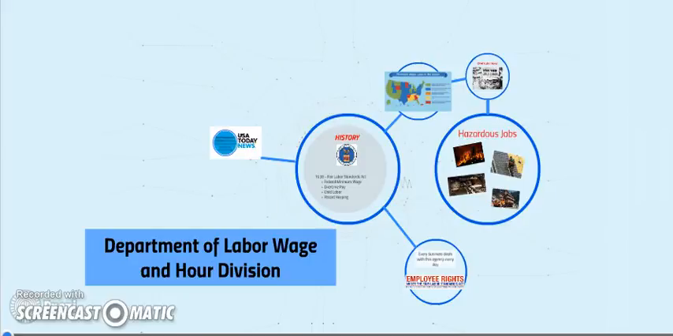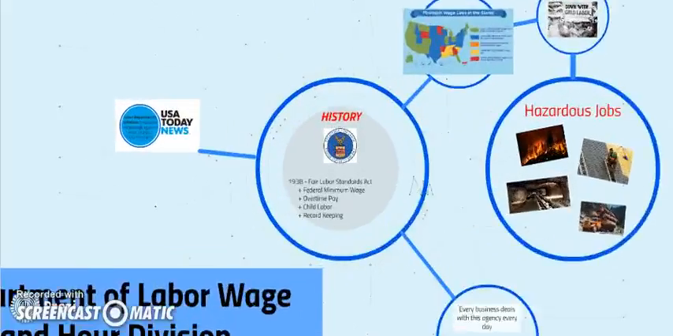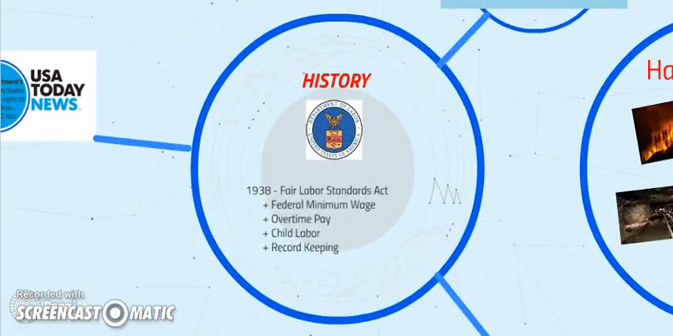Today, I'm going to talk about the Wage and Hour Division of the Department of Labor. We'll start with a little history. The Wage and Hour Department was created in 1938 with the enactment of the Fair Labor Standards Act.